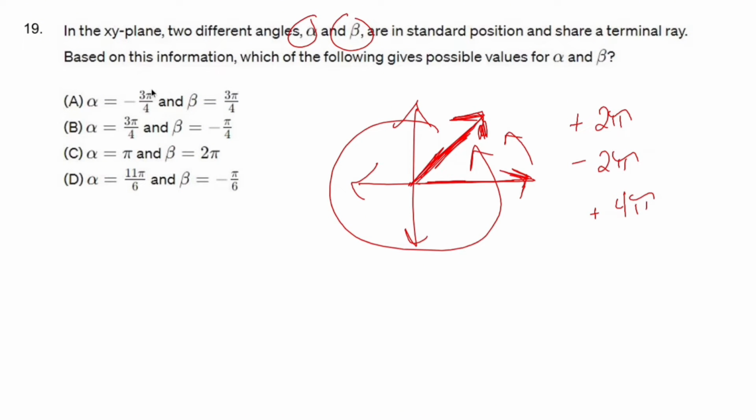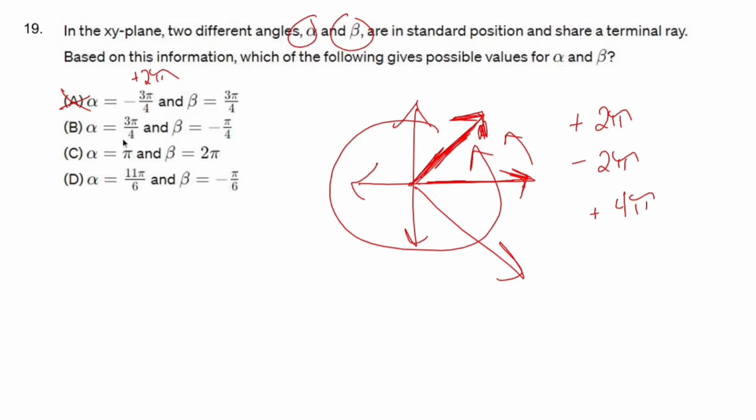So they're going to give you two radians, and you have to figure out, are these guys the same ones? Well, this is negative 3/4 pi, which lives over here. Is me adding 2 pi going to get me 3 pi over 4? No, then A is not the option.